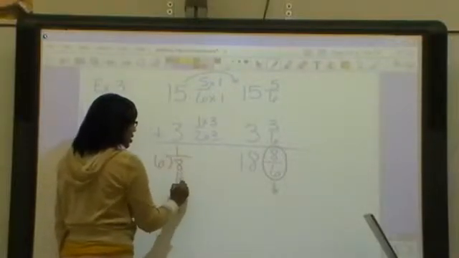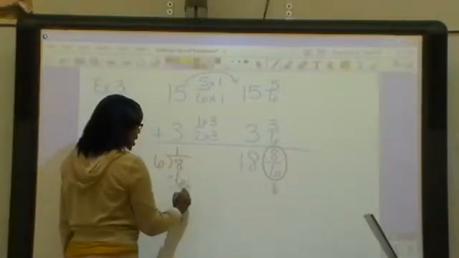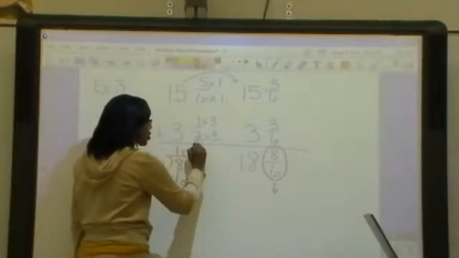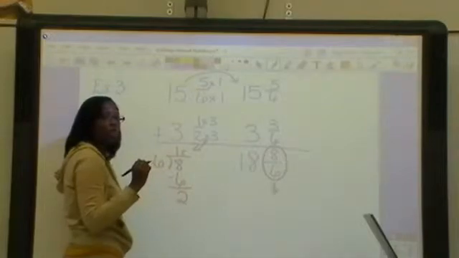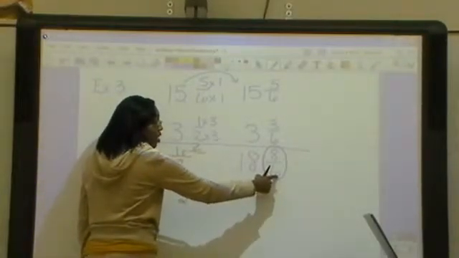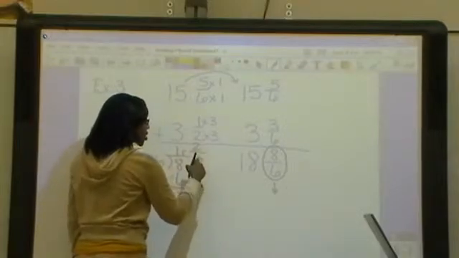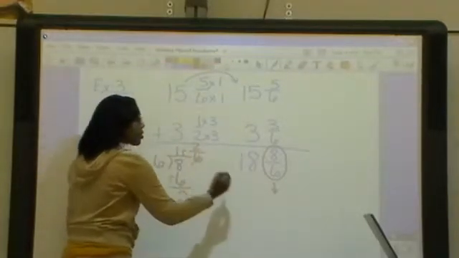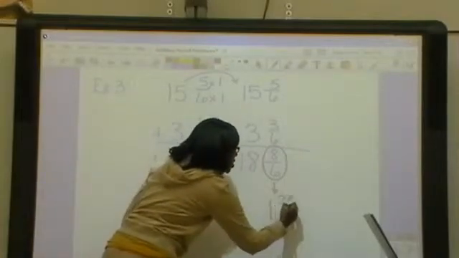1 times 6 is 6. I subtract, I get 2. Nothing left to bring down, so I have a remainder of 2. 2 is going to be the numerator of my fraction, and then whatever denominator is here is going to be the denominator of this fraction. So 8/6 as a mixed number is 1 and 2/6.